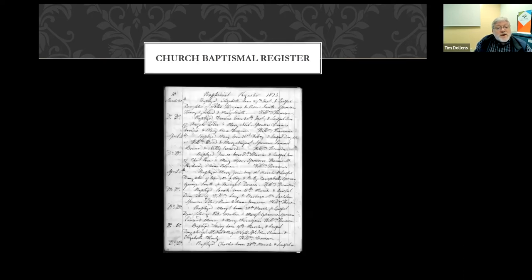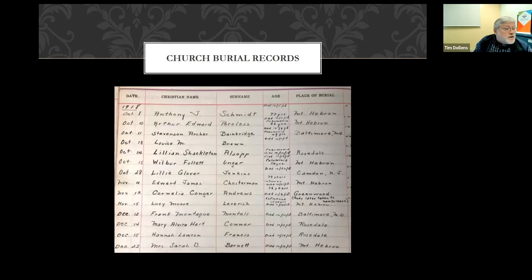A church baptismal record is important because it generally gives the names of the parents of the kid, and also the sponsors, who are usually relatives from both sides of the family. So again, that's important. And of course, you get as close to the birth date as you can. But oftentimes, when you're looking at church records, you need to look for the baptismal records in addition to the burial records. And then, of course, we have church burial records.